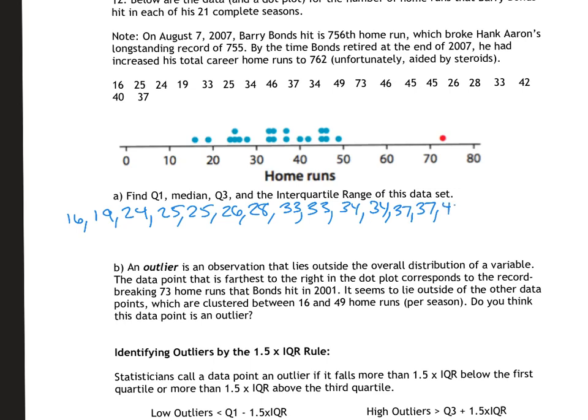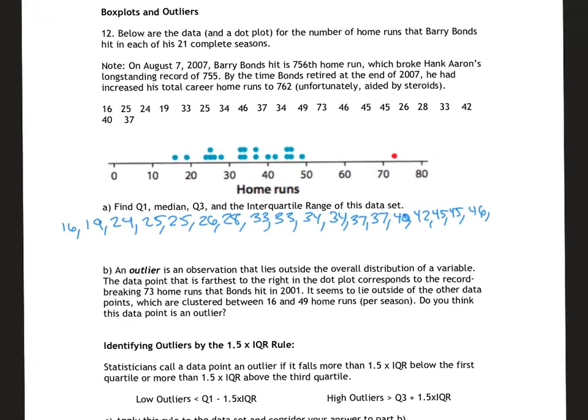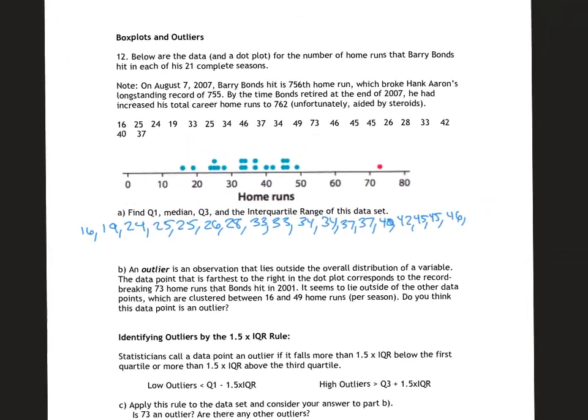I'm going to have to write smaller. That's a 40, 40, 42, 45, 45, 46. Oh dear. Let's see if I can get some more room here. 46, 49. There's two 46s, it appears. 49 and 73.